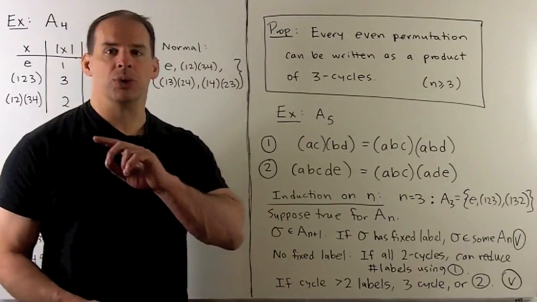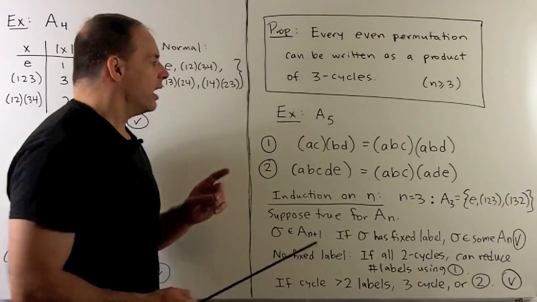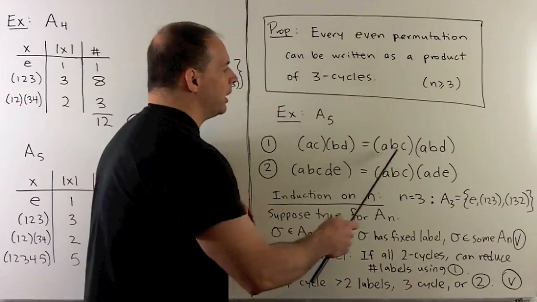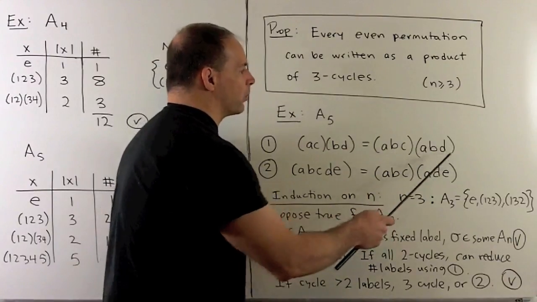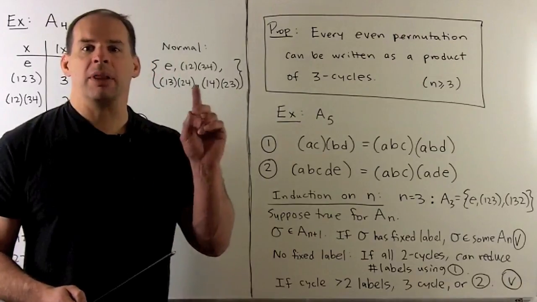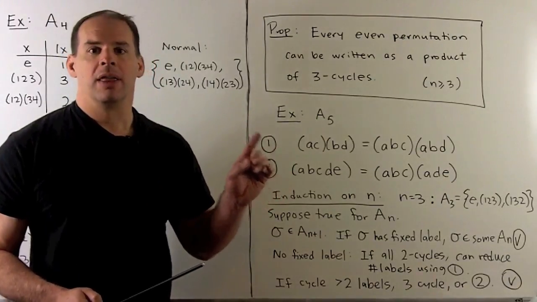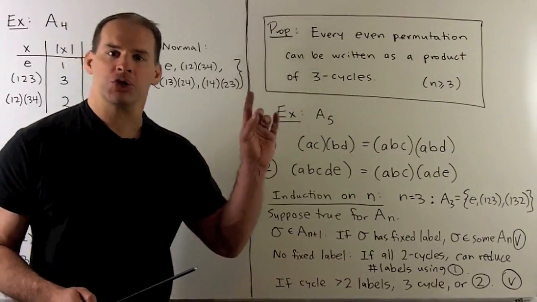If we have all 2 cycles, then we could use 1 to get a 3 cycle to appear. Then I multiply by the inverse of the 3 cycle. We've taken a label out, and then we apply our induction hypothesis to what's left over. Then we put our 3 cycle back in, and it's true.